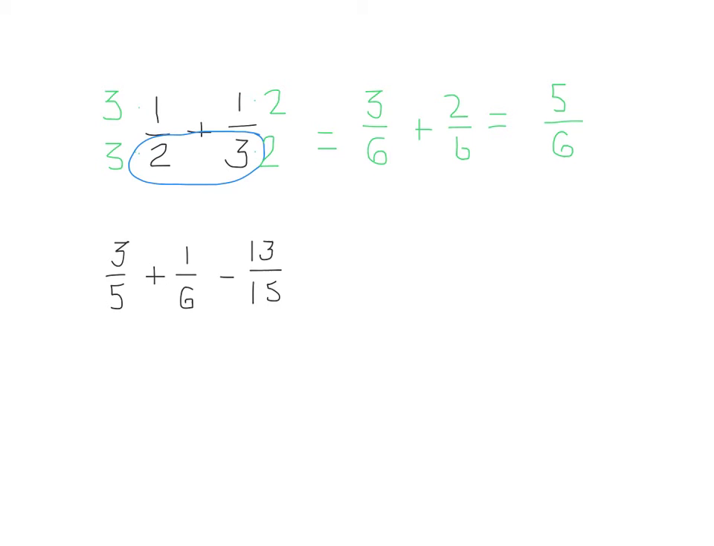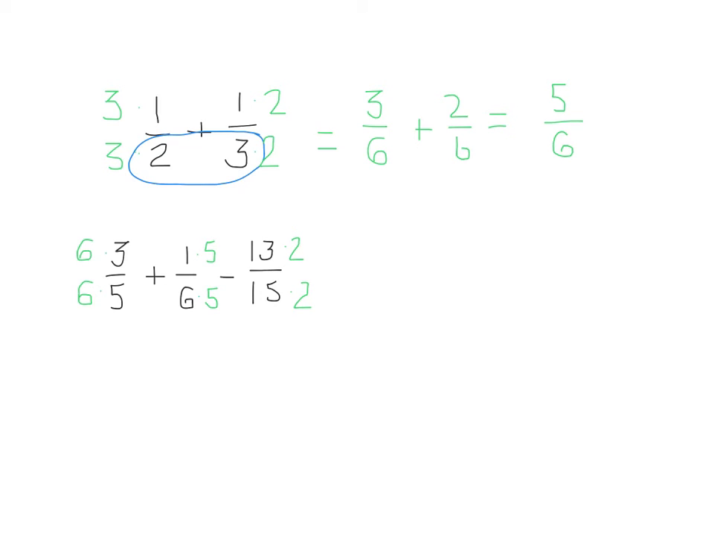Well, it can't be any smaller than the biggest number. So the biggest denominator is 15, but 6 doesn't divide into 15. So what I like to do is just take that biggest denominator and times it by 2. 15 times 2 is 30, and then ask, do 5 and 6 divide into 30? And they do. So to get 30 on the bottom of my first fraction, I have to multiply by 6 on top and bottom. To get 30 on the bottom of my second fraction, I have to multiply by 5. And to get 30 on the bottom of my third fraction, I have to multiply top and bottom by 2.